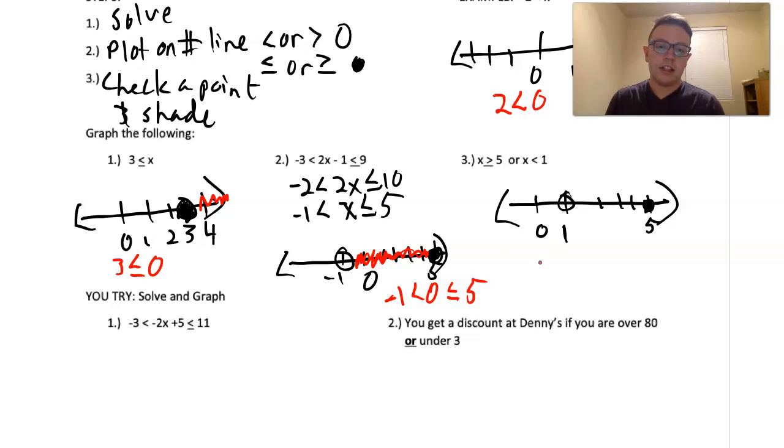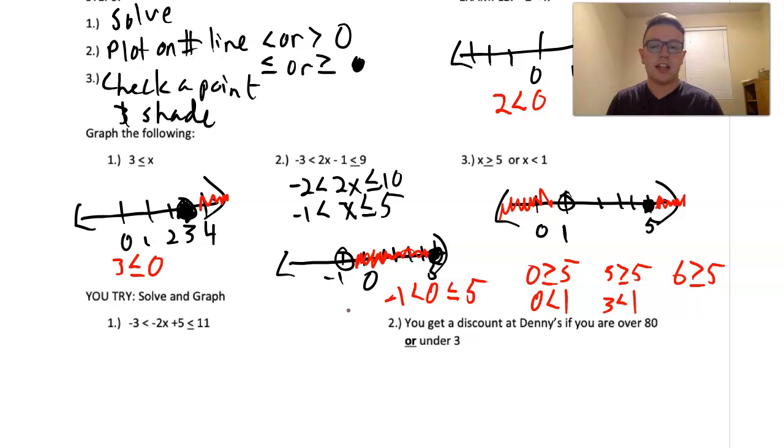Is 0 greater than or equal to 5? It is not, but we need to check if it's less than 1, which it is, so we're going to shade this region. Now what about this region in here? Let's test 3. Is 3 greater than or equal to 5? It's not. Is 3 less than 1? It's not, so we're not going to shade in here. But we have to check this region. So is 6 greater than or equal to 5? It is, meaning that this is all shaded as well.